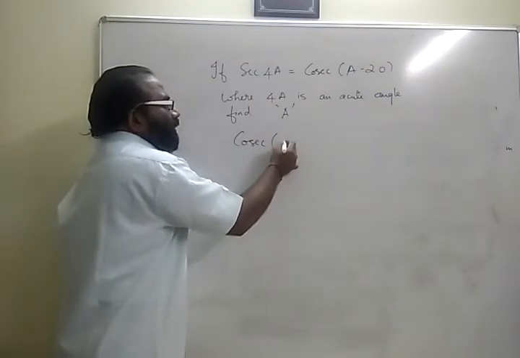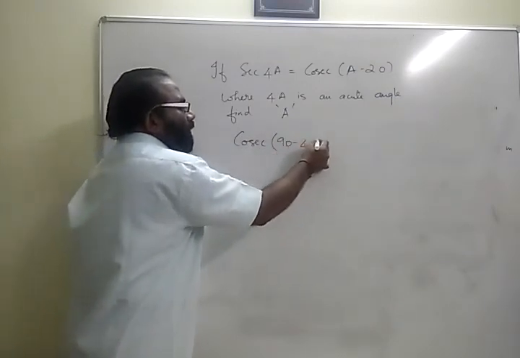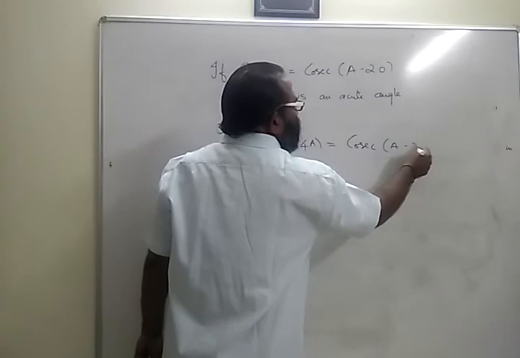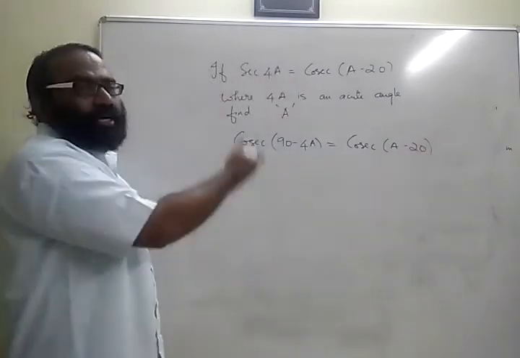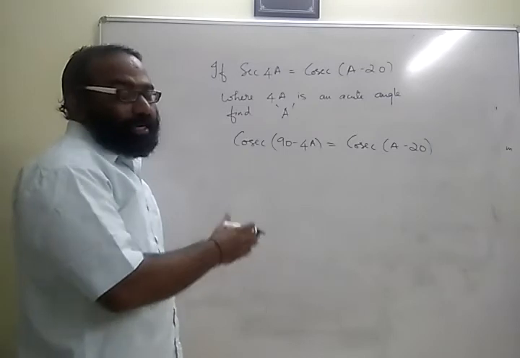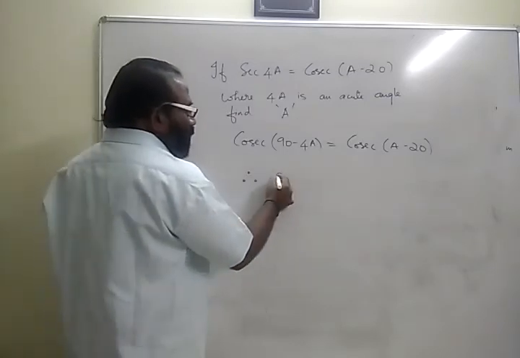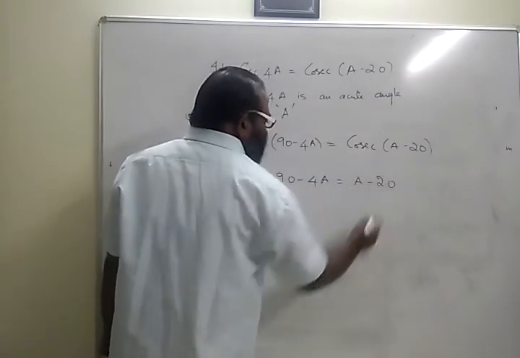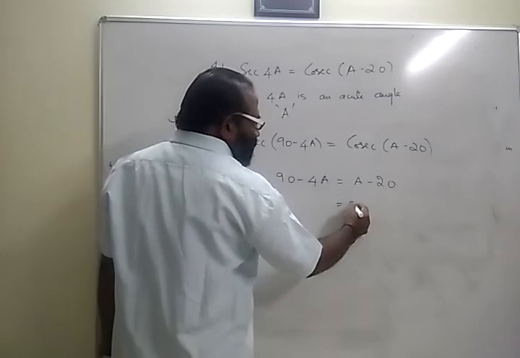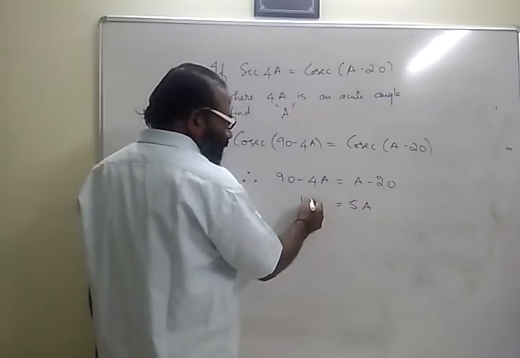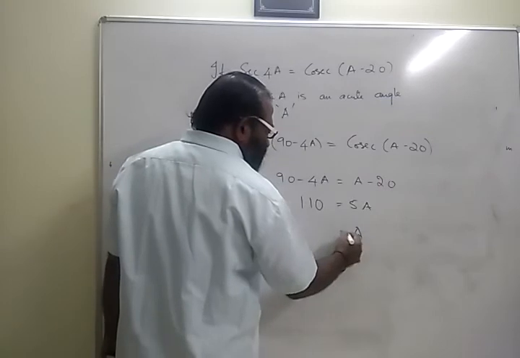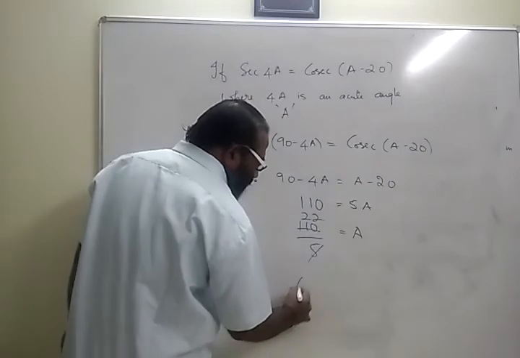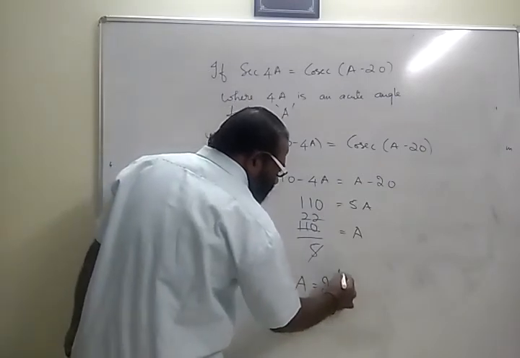Cosecant 90 minus 4a equals cosecant a minus 20. So cosecant of an angle equals cosecant of another angle. That means that the angles should be equal. So therefore 90 minus 4a equals a minus 20. Take the a's that side. 5a equals 110, or a equals 110 by 5. 5 2s are 10, 5 2s are 10. So a equals 22 degrees.